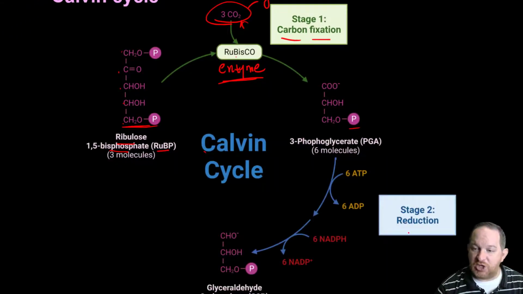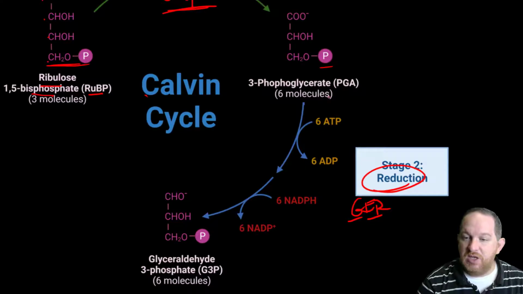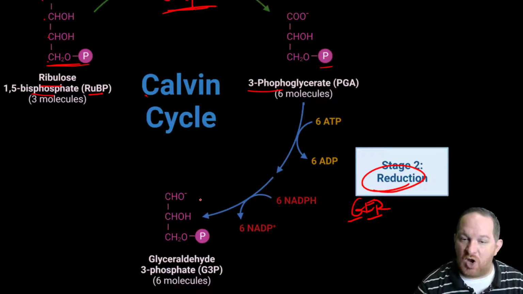Stage 2 is the reduction. Remember, Leo the lion says grr. So if you're gaining electrons, you're being reduced. So what's happening here is this molecule, 3-phosphoglycerate, is going to gain some electrons and be rearranged. Notice we had an O there, and now we've got the H for the electron. This is G3P, also known as glyceraldehyde 3-phosphate.